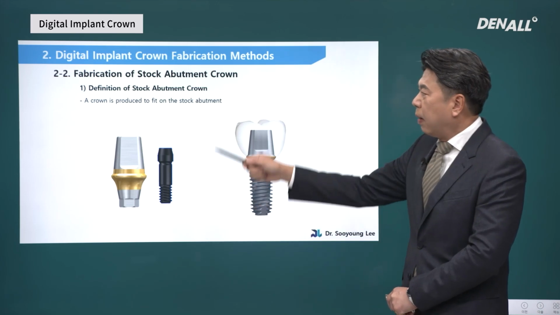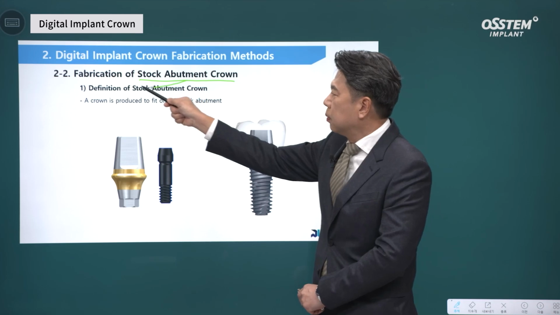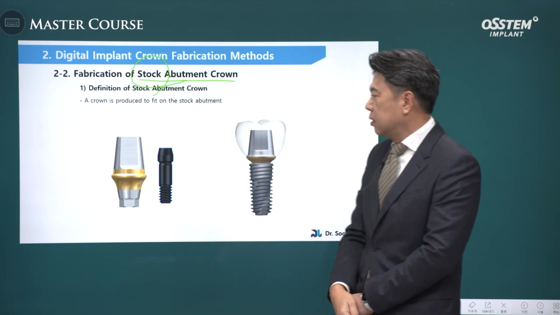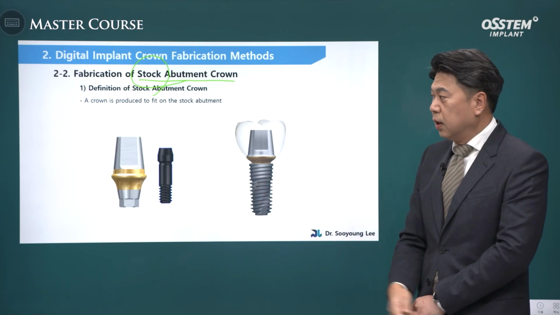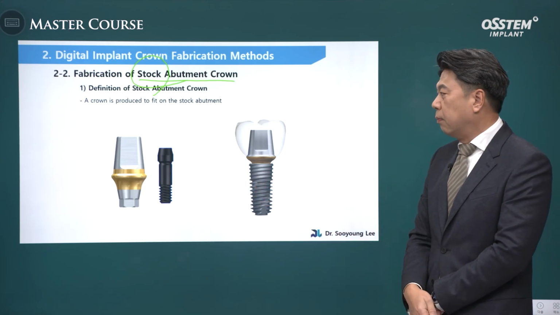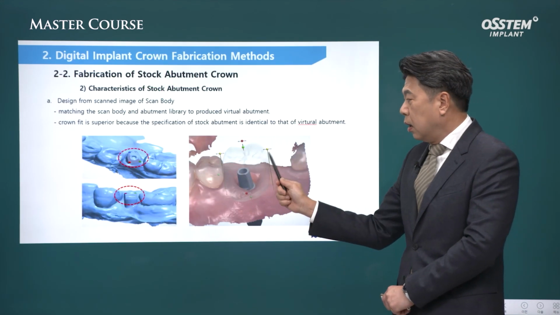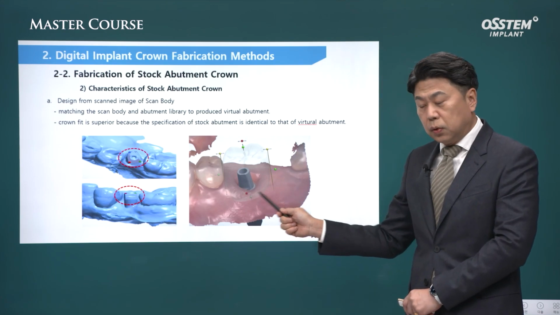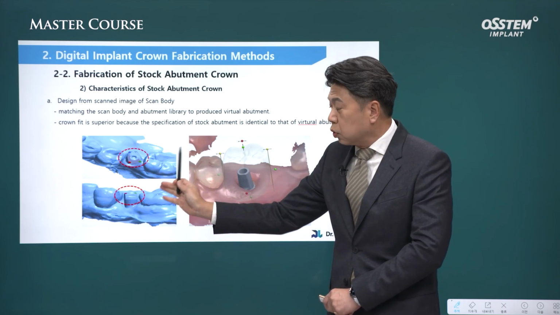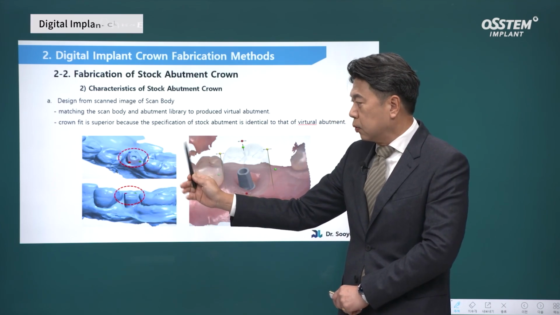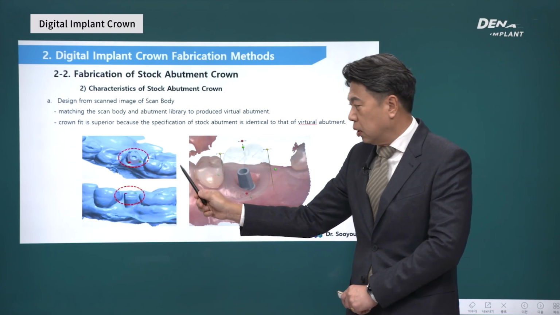On the other hand, for stock abutment crowns, as opposed to custom abutments, transfer abutments are usually used. Sometimes a rigid abutment, one body, can be used. There are two processes. Even though stock abutments are used, scans can be acquired using a scan body, as I showed you before when I discussed the fabrication of custom abutments. Actually, we do this quite often.